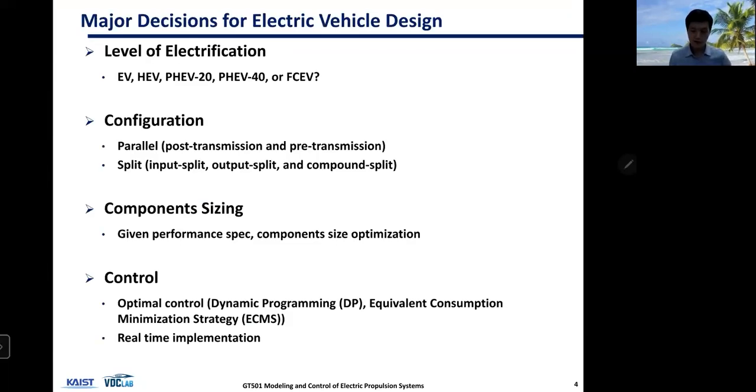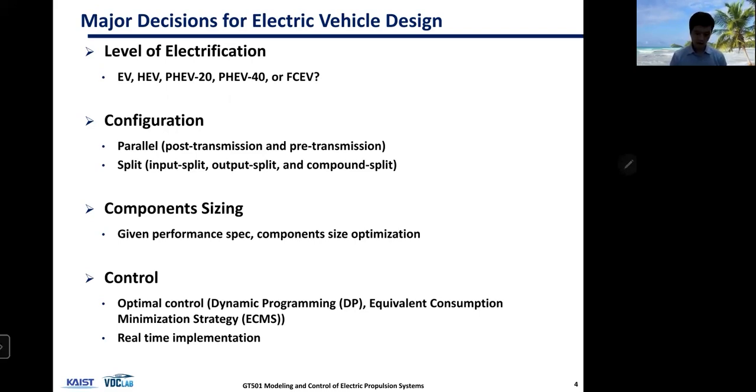Major decisions for electric vehicle designs are as shown as follows. What level of electrification do we want? What is the target level of electrification for the target vehicle that you are trying to design or produce? You need to first determine that electrification level, and then you need to determine which configuration you want to use for that level of electrification.